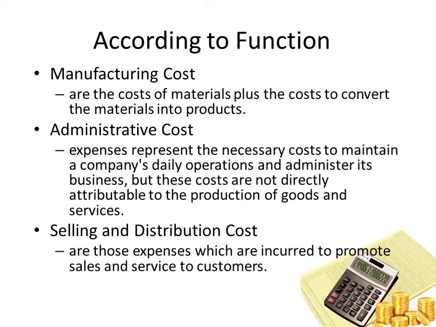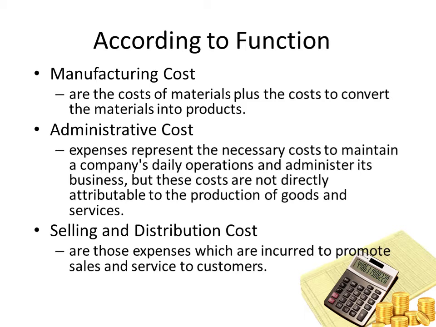Whereas administrative costs represent the necessary cost to maintain the company's daily operation and administer its business, but these costs are not directly attributable to the production of goods and services. So normally, these are our accounting. They are not directly attributable to the product, but they are essential to the entity to determine whether the entity is functioning or not, or the so-called support department, our HR. So these are the administrative costs.